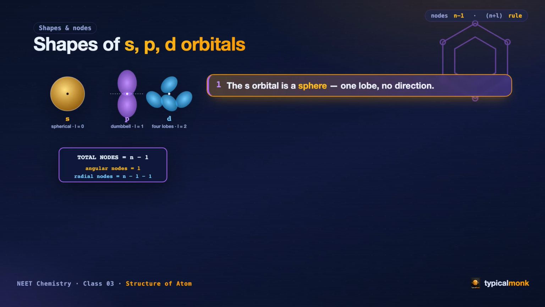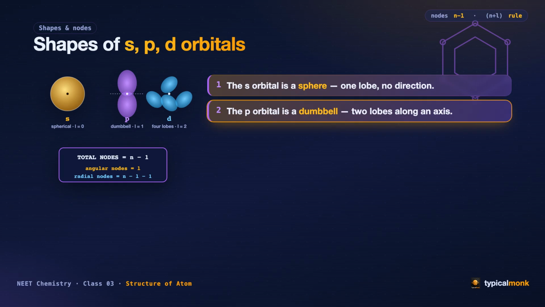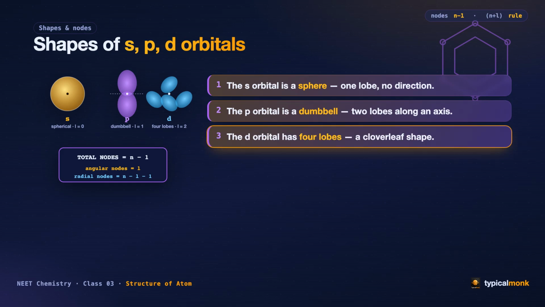Now let us actually see these homes. Look carefully at the shapes on screen. The s orbital is a simple sphere, one smooth ball of probability around the nucleus, the same in every direction. When l is 0, there is no preferred direction at all. The p orbital is a dumbbell, 2 lobes stretched along an axis, with the nucleus sitting in the pinch between them. Because l is 1, there are 3 of these dumbbells, pointing along the x, the y, and the z directions. The d orbital is more elaborate still, 4 lobes, a cloverleaf shape, with l equal to 2 and 5 different orientations in space. As l grows, the shapes grow richer.